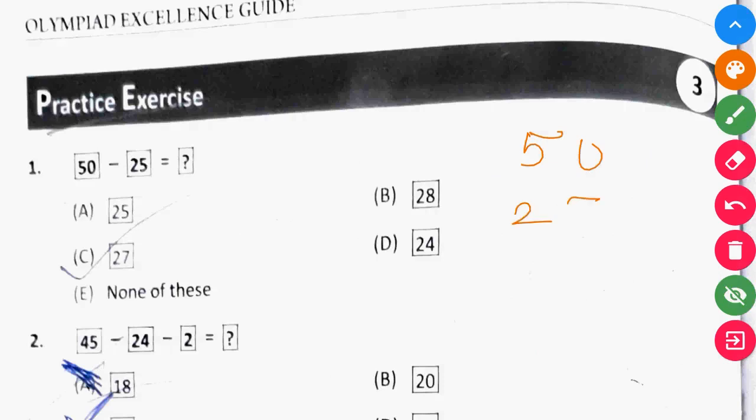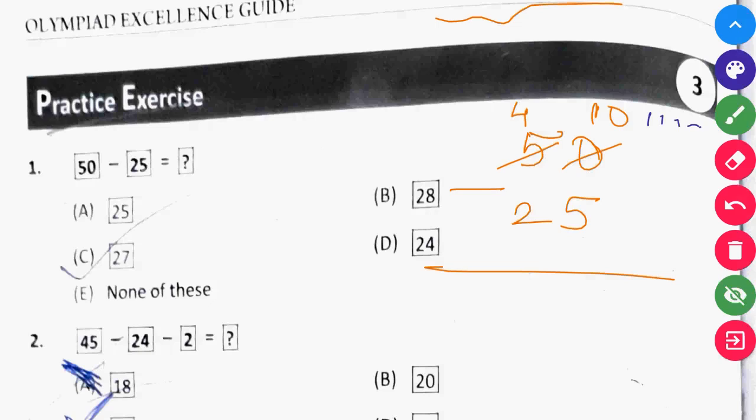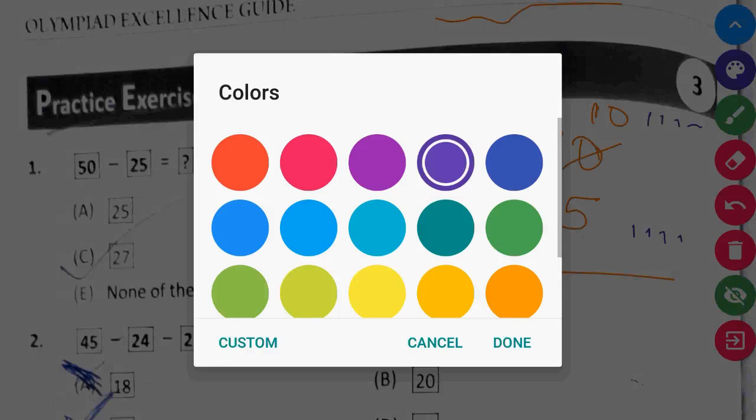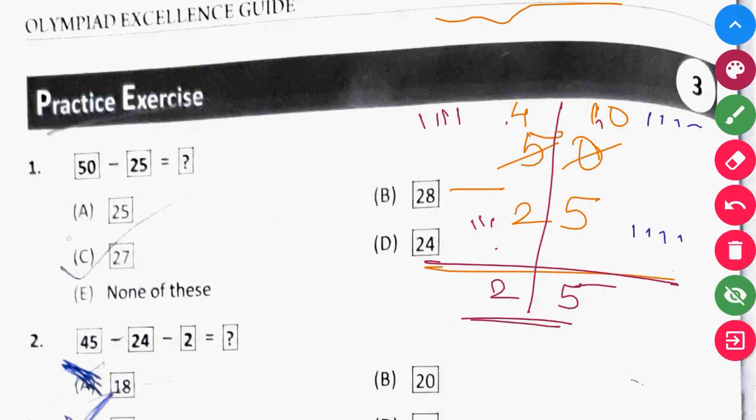So what we are going to do here, 50 minus 25. This 5 cannot be subtracted from this 0, so here we have to borrow. So 0 will become 10 and 5 will become 4. Now draw 10 bar lines for the 10 and 5 bar lines for the 5. Here also you draw 4 bar lines and 2 bar lines. And now cut the bar lines and get the answer. So 10 minus 5 becomes 5 and 4 minus 2 becomes 2. So your answer is 25. Okay.